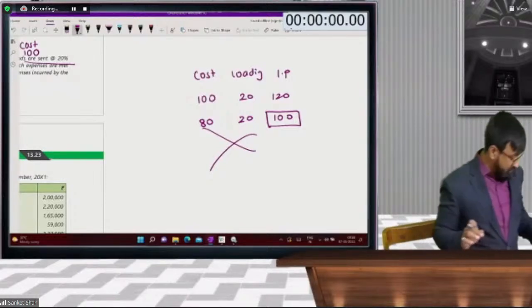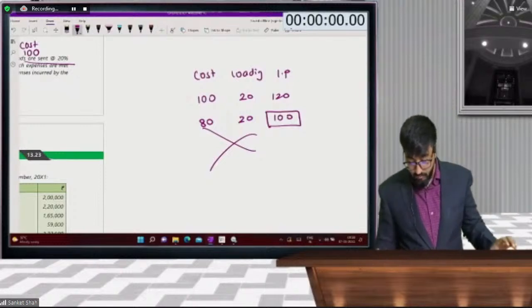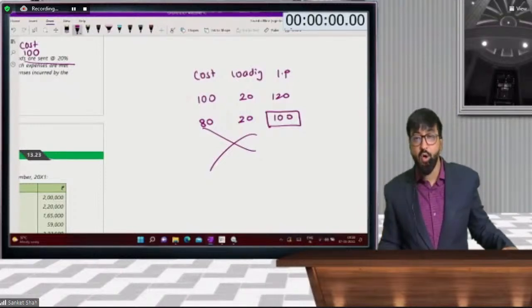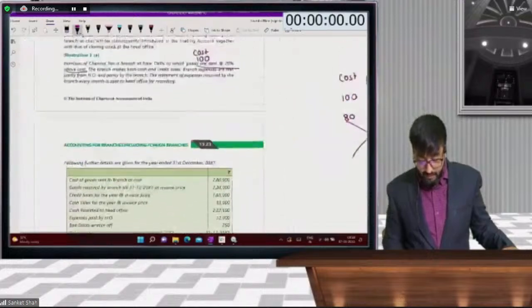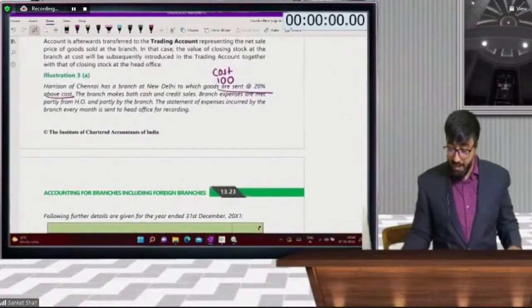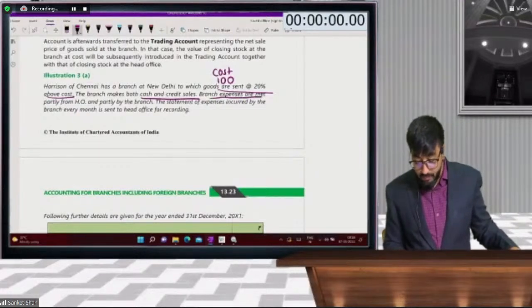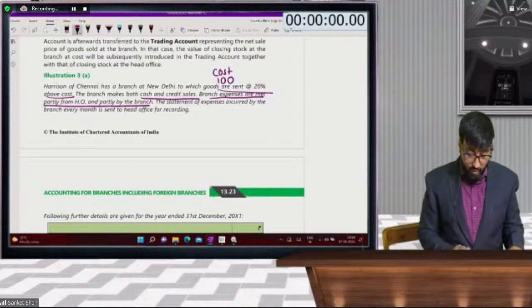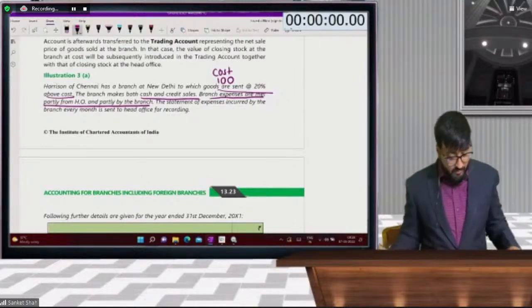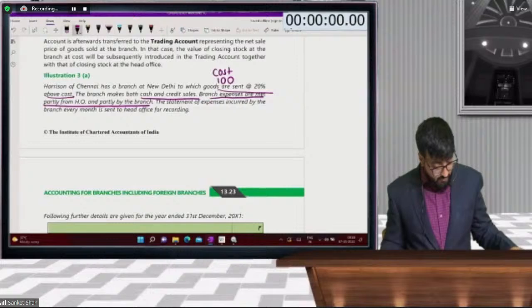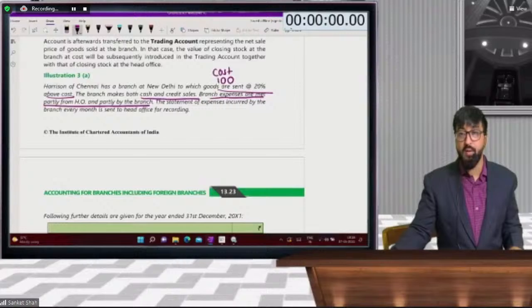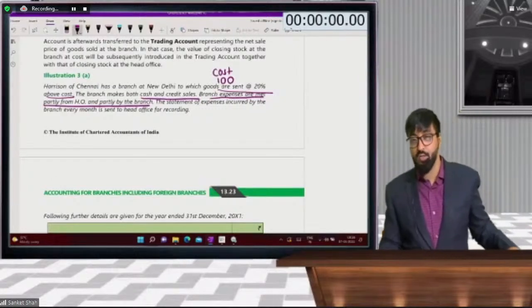Chalo. So 80, 20, 100 or 100, 20, 120. My friends, here the branch makes both cash and credit sales. Branch expenses are made out of... So what is the significance of this line? Yes, every one of you, can you tell me what is the significance of this line? Branch expenses are made partly from HO and partly from branch. Can you tell me the significance of this sentence? Chalo chalo friends, tell me quickly.